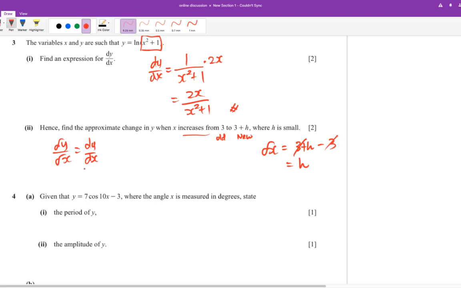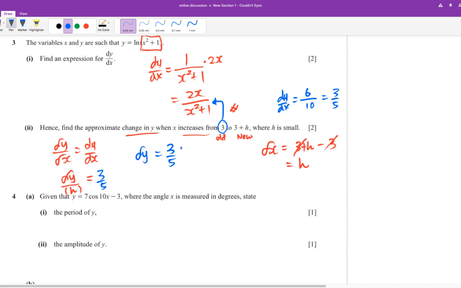If the question asks me to find the approximate change in y, I will just substitute everything into this formula. The change of x is just h. For dy dx, you always need to substitute the old value of x, which is 3, into dy dx. So dy dx equals, substituting 3 into x, 6 over 10, which is 3 over 5. So I know my approximate change of y is 3 over 5 h. Just like that.